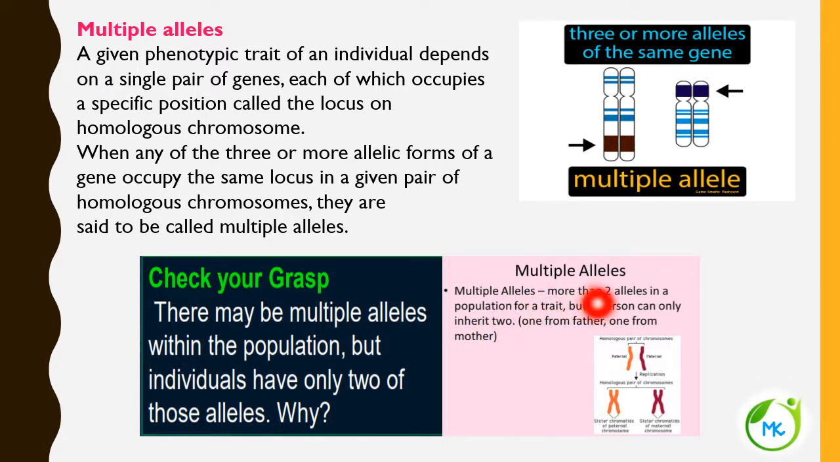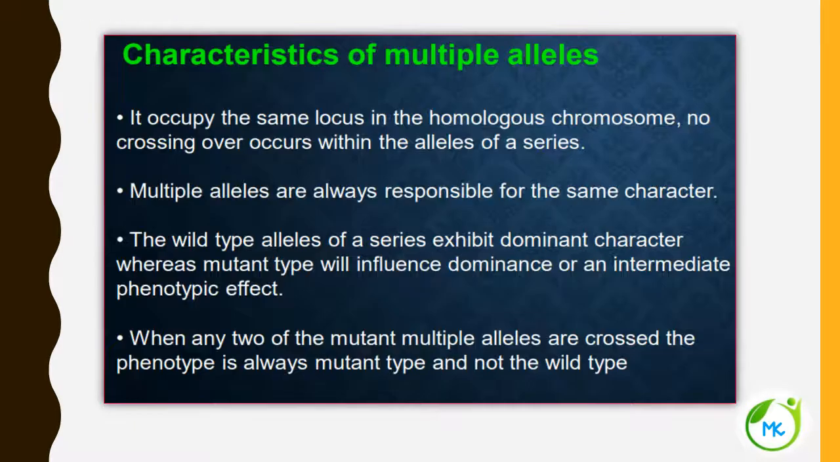Why? So there may be multiple alleles, more than 2 alleles in a population for a trait, but an individual can inherit only 2 of them, because he is going to inherit one from the father and one from the mother. That's why individuals have only 2 of the alleles.